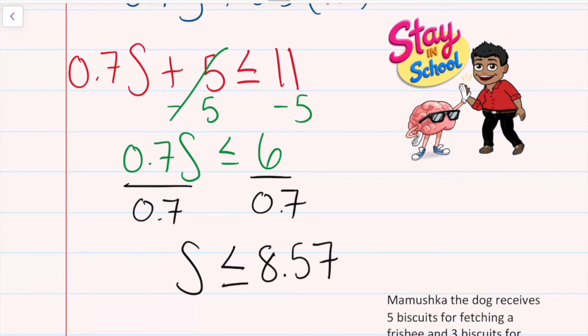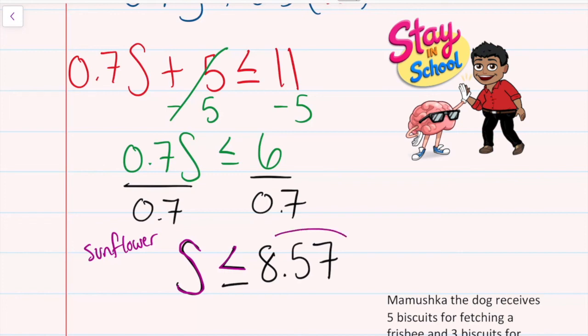8.57. Guys, if you were to turn this in as the answer, it's actually going to be wrong, because this is a real situation, and you need to understand what the S represents. The S represents the number of sunflower plants, right? Can I have 8.57 sunflower plants? No, it's kind of crazy. We can only have a certain whole number of plants. We can either have 8 sunflower plants or 9 sunflower plants.